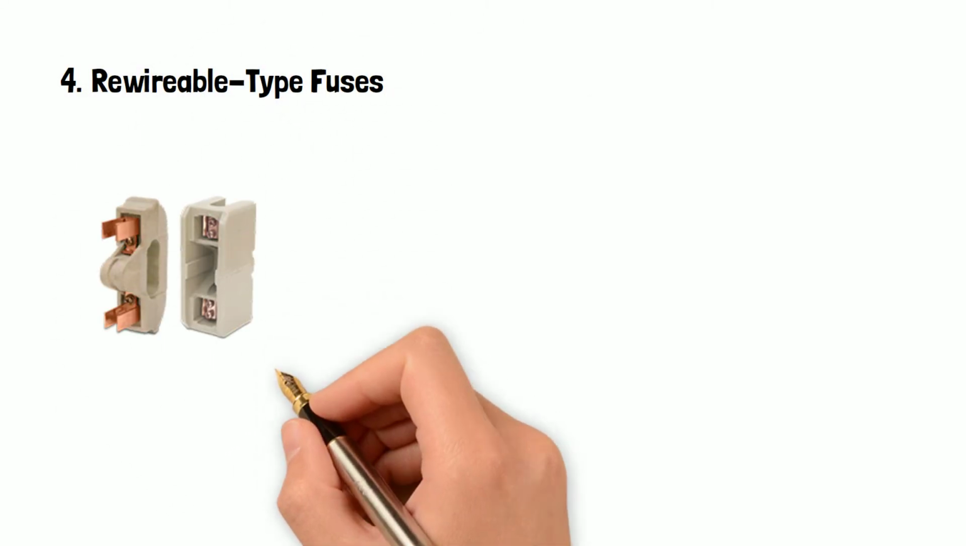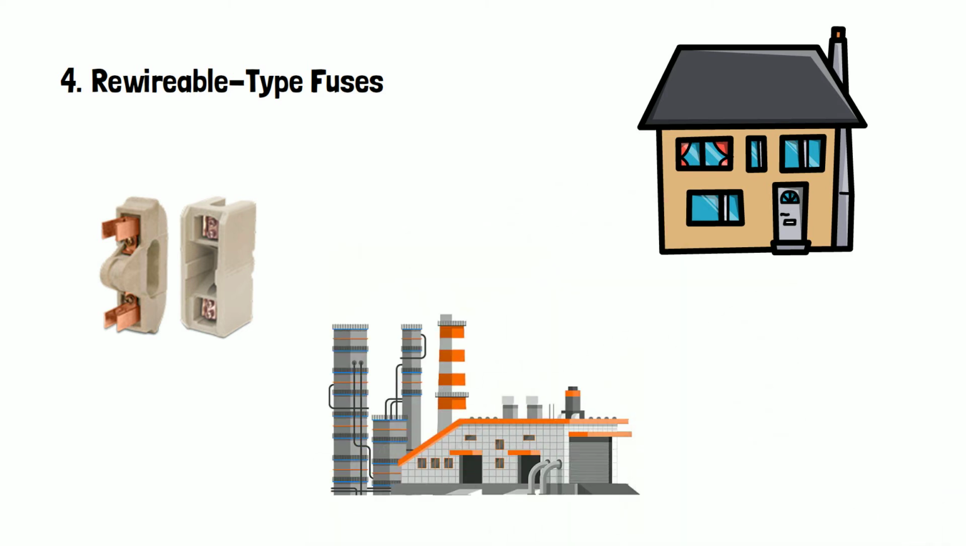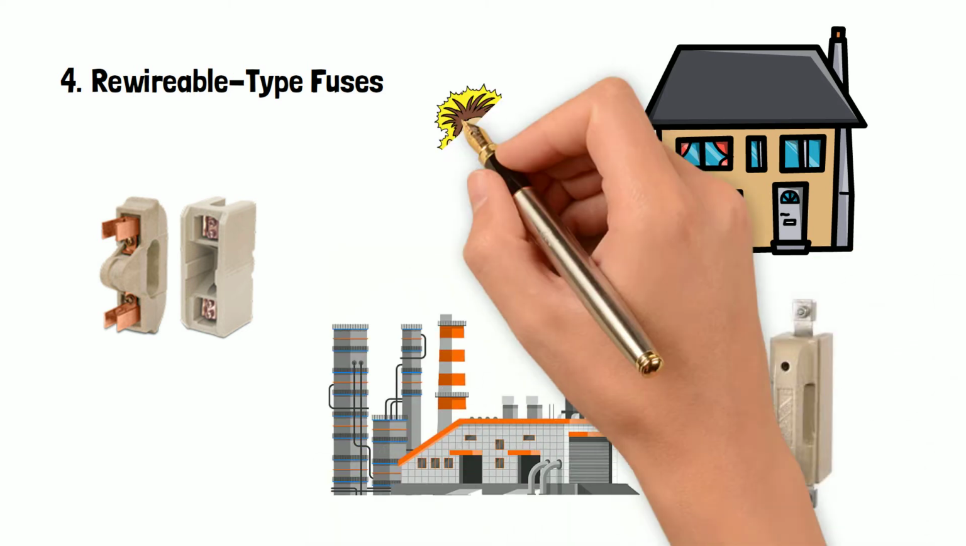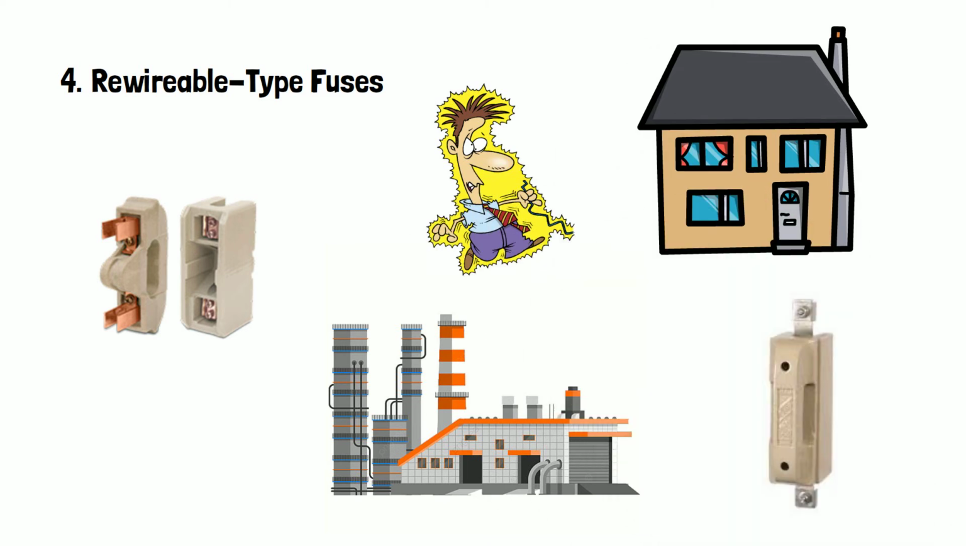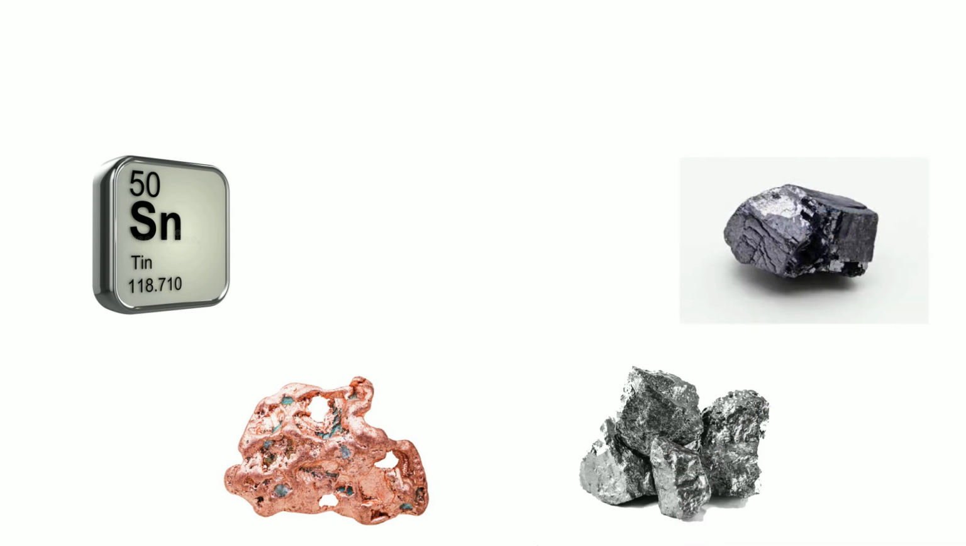4. Rewirable type fuses. Rewirable type fuses are typically used in household wiring and other small industries, and its main benefit is that the fuse carrier can be removed more easily without fear of electrical shock or other harm. The fuse element is held by the fuse carrier, which is made of tin, copper, aluminum, or lead. The fuse base is also made of porcelain, and it serves as an incoming and outgoing terminal.